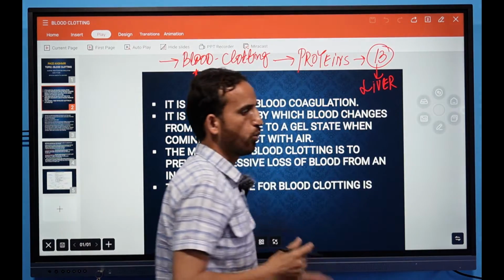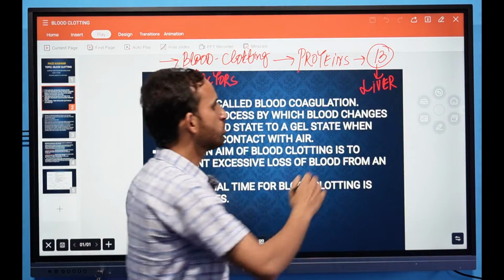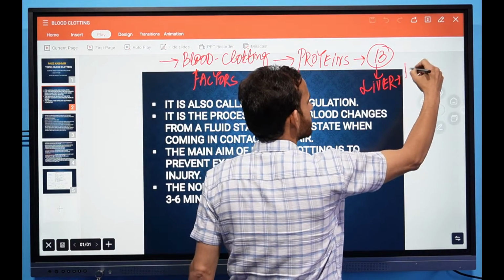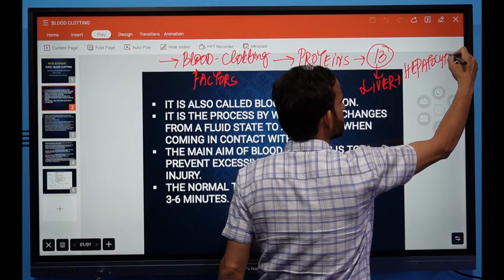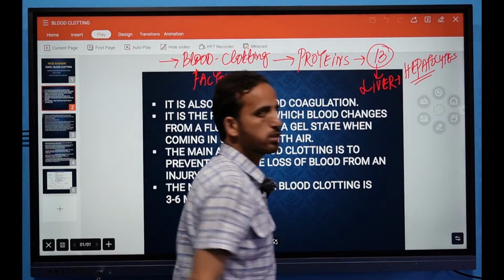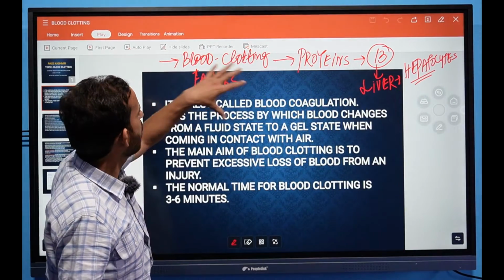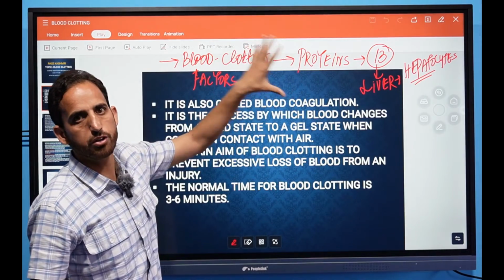In the liver, we have special types of cells. Those cells are called hepatocytes. And these hepatocytes are the cells that are responsible for the synthesis of these blood clotting factors.